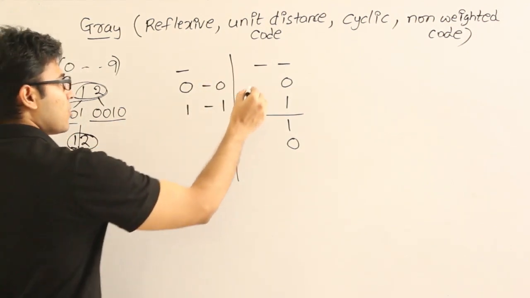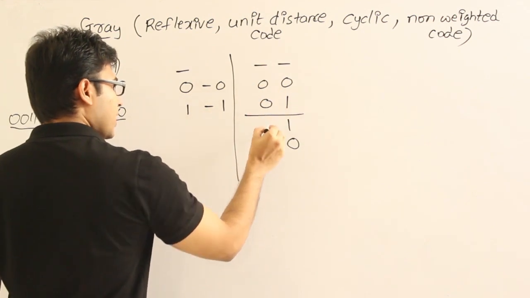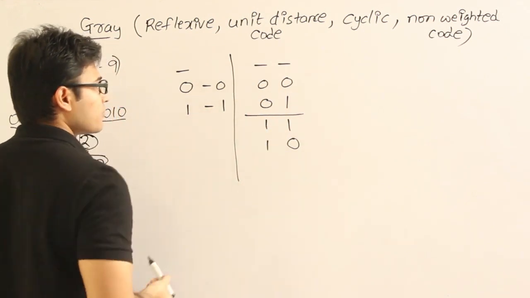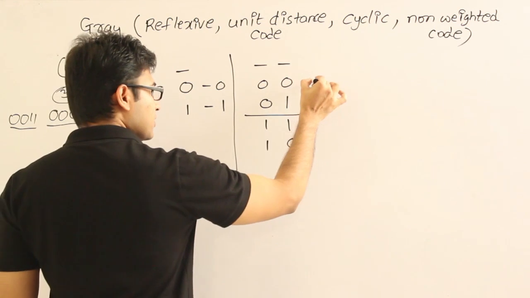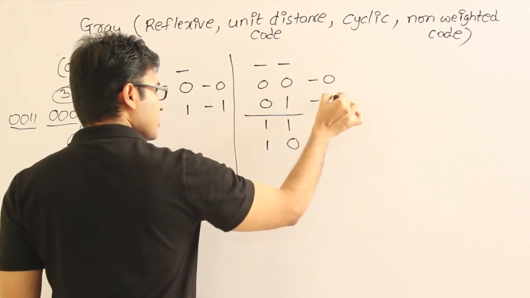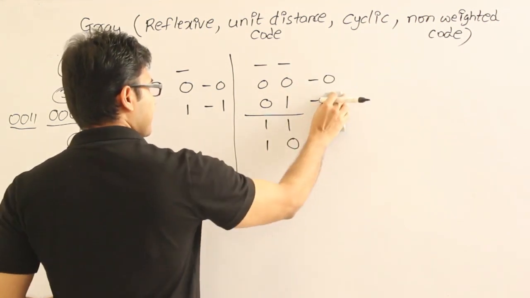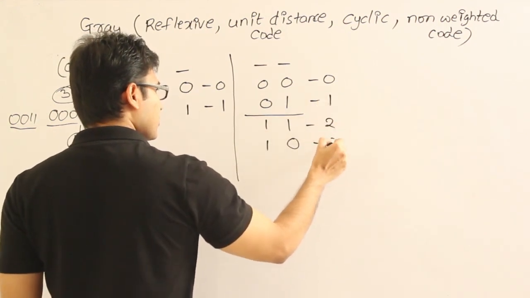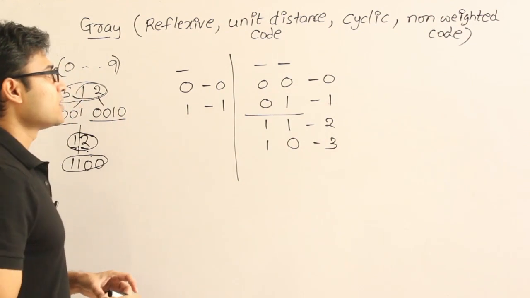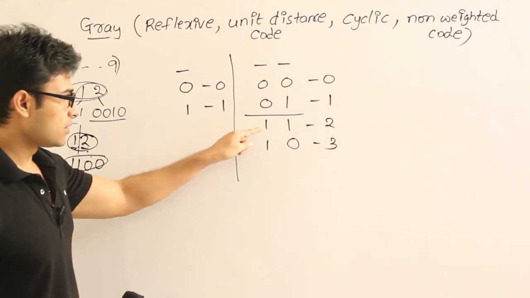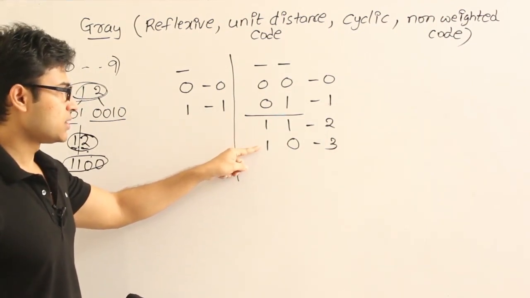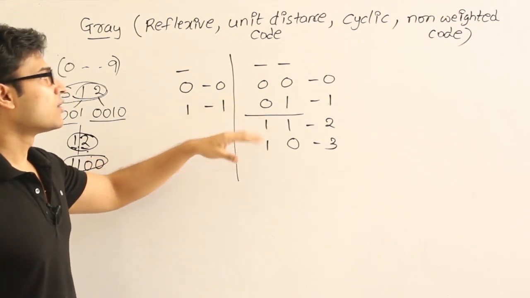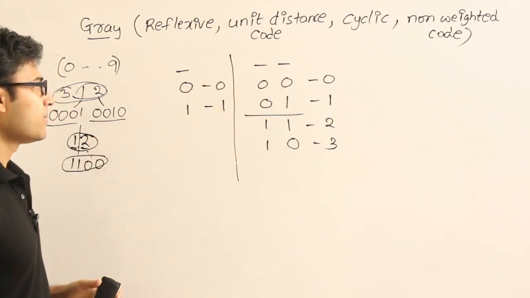Now to the upper half you give zeros, and to the lower half you give ones. Got it? This one will represent 0, this one will represent 1, this one will represent 2, and this one will represent 3. It is not actually binary, because in binary this has to represent 3 and this has to represent 2, but it is gray code, and this is how we do the mapping.